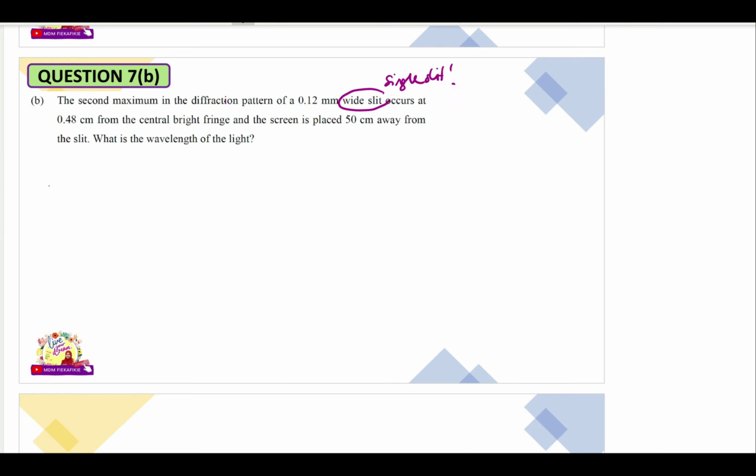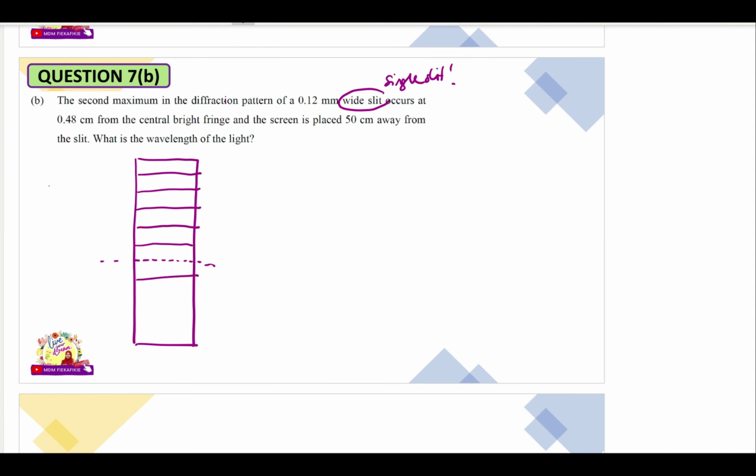So kalau saya lukis, okay, kalau saya nak lukis, dia akan jadi pattern dia macam inilah. Okay, so kalau this is the central, okay, untuk single slit, yang tengah ni dah akan lebar sikit. Okay, dia akan macam ini. Kurang lah. Okay, so this is the central bright fringe. Okay, this is the first order and this is the second order. Okay, so sekarang dia bagi tahu tadi di mana the second maximum is 0.48 cm from the central bright fringe.